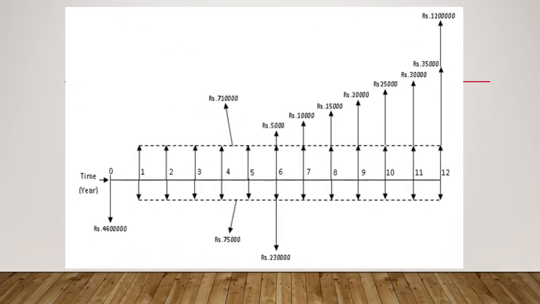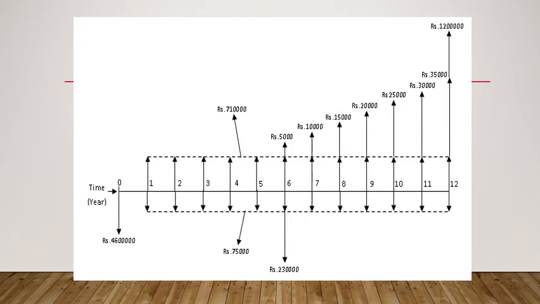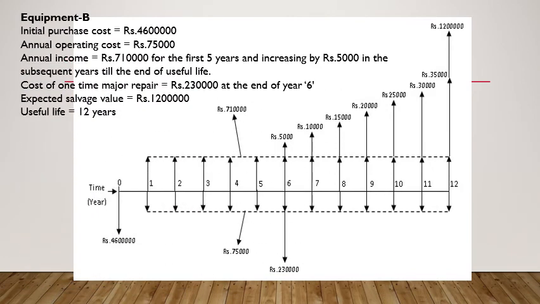Okay, let us consider the second alternative. This is the cash flow diagram, and these are the cash details. 46 lakh at t is equal to 0, and then operating cost of 75,000. Throughout there is only one cash component involved. See here, there is only one cash component involved, so it has to be A, it cannot be G.